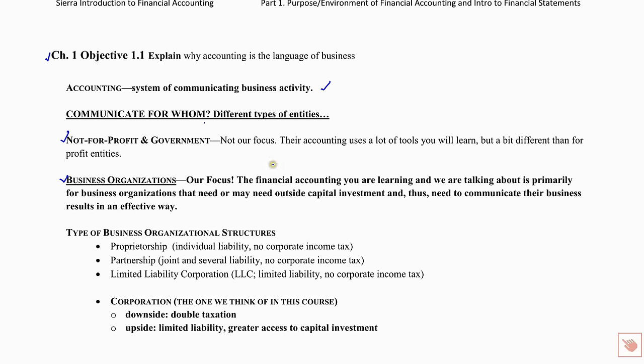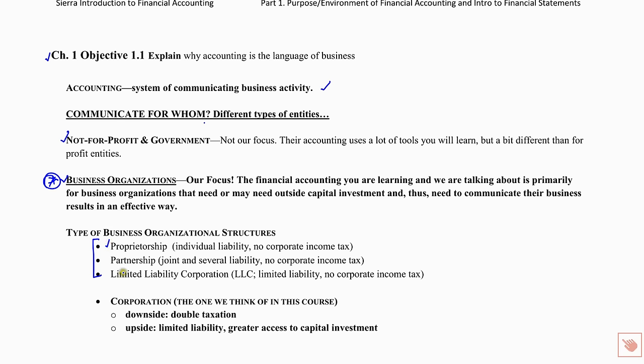They use a type of financial accounting that's particular to them, but a lot of the things you're learning will be applicable. But when we think of why we are doing this, our focus this semester is going to be business organizations. And you may have already seen there are several different types of business organizations, so the structures that a business organization can take on.